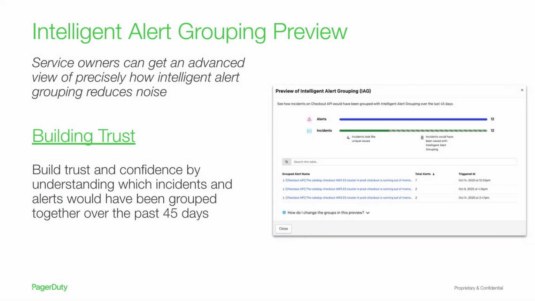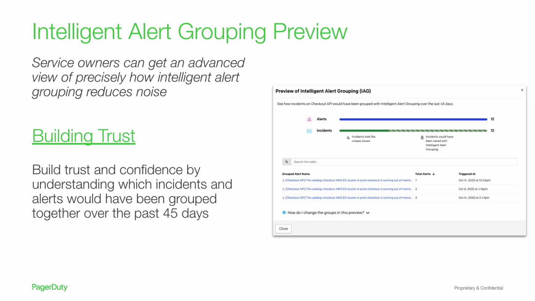First is our improved intelligent alert grouping preview. Being inundated with noise through repetitive or redundant alerts is a challenge I've heard expressed frequently. Many Event Intelligence customers have tackled this problem with PagerDuty's intelligent alert grouping and have seen significant benefits in reducing noise the responders see by 80% or more. We've also heard there's hesitancy or concern in initiating intelligent alert grouping due to the perception of possibly missing alerts.